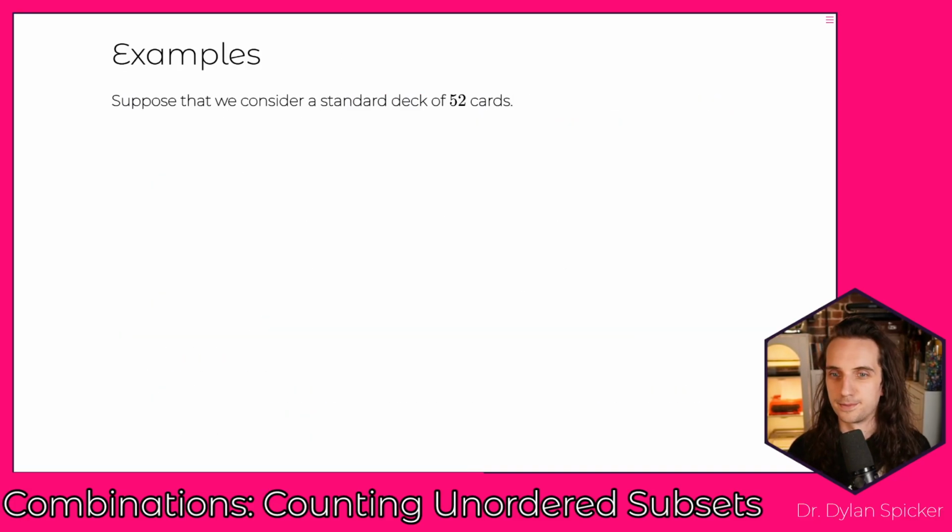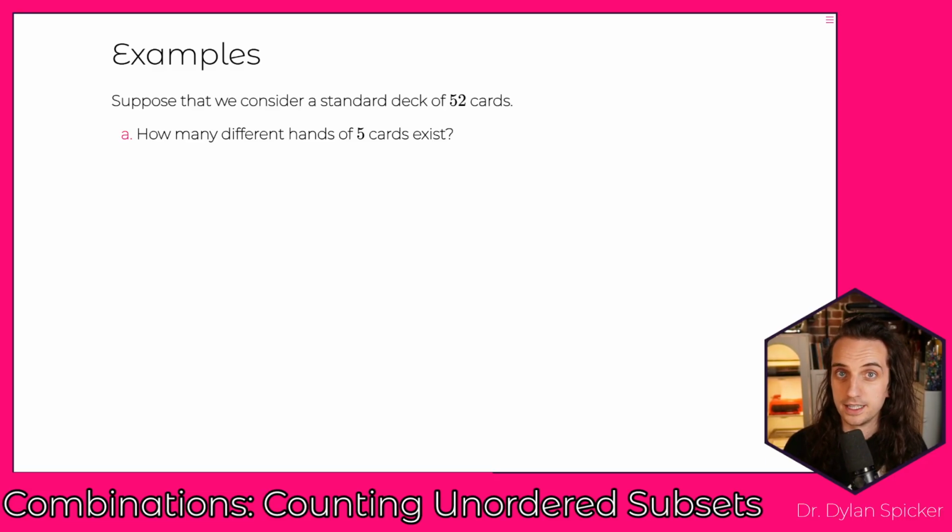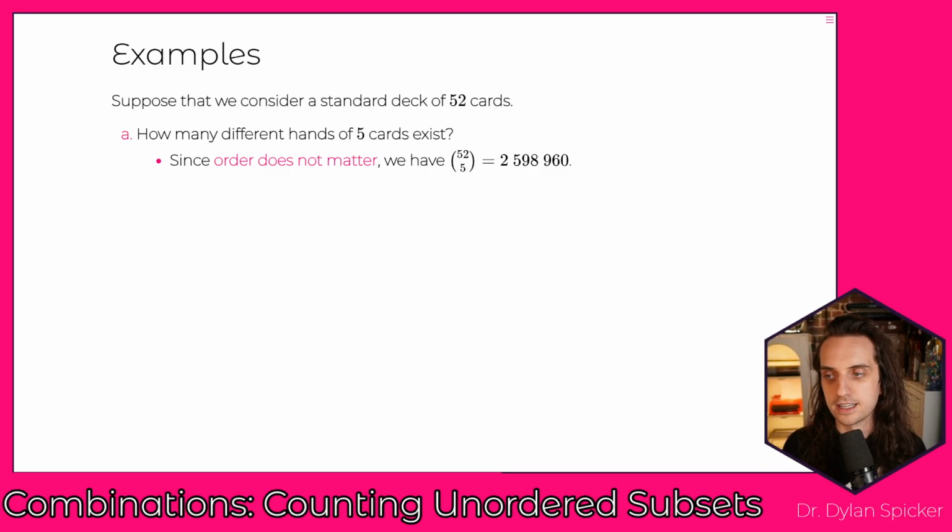So let's take a look at some examples, and consider here that we're choosing cards from a deck of 52 cards. How many different hands can we pick that have 5 cards in them, right? There's a total of 52 cards. We want to choose 5 of them. It's a deck of card hands. We're not thinking about our hand ordering mattering, so it is a combination. We use 52 choose 5, which gives us 2,598,960.